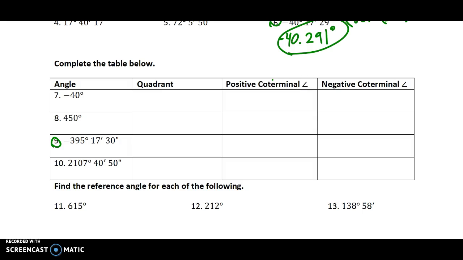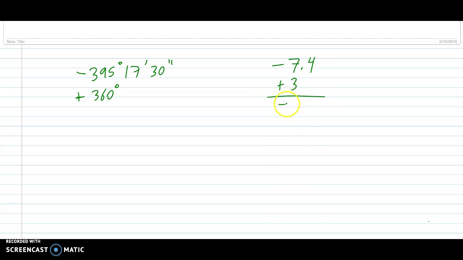Negative 395 degrees, 17 minutes, 30 seconds. If I add 360 to this, it will not change the number of minutes. This is similar to doing negative 7.4 plus 3. We hopefully would know that the answer is negative 4.4. Notice it didn't change the decimal. Same thing here. Just adding 360, I'll get negative 35 degrees, 17 minutes, 30 seconds. It's not changing the minutes and seconds.